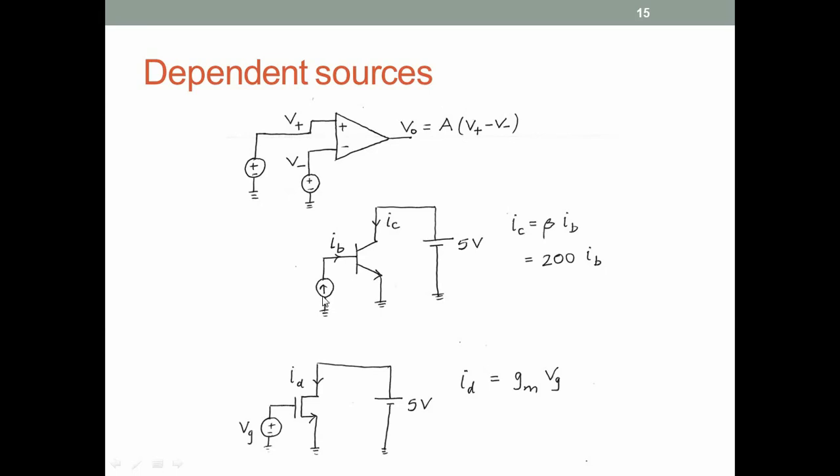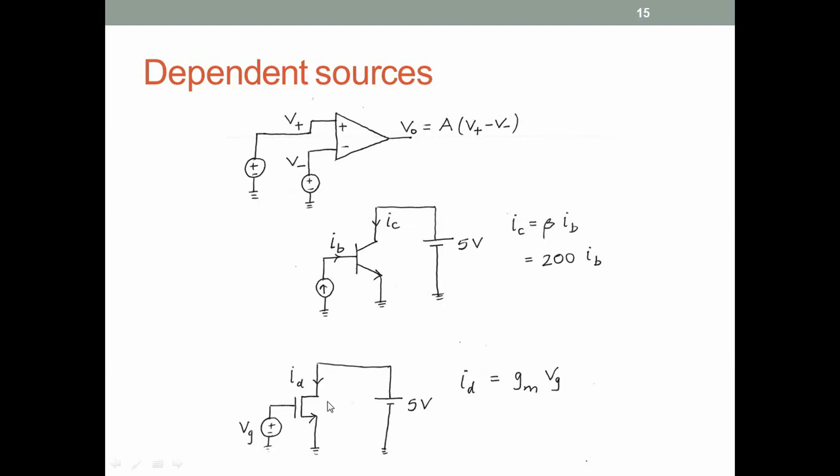So let's say we have a current source connected to the base and the current source value is IB. Then you know that the collector current can be written as some constant beta times IB. Beta typically is 100 to 500. So we say that the collector current of the bipolar transistor is 200 times the base current. In other words, the current here in this branch of the circuit depends on a current somewhere else in the circuit.